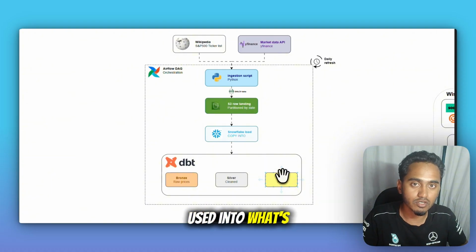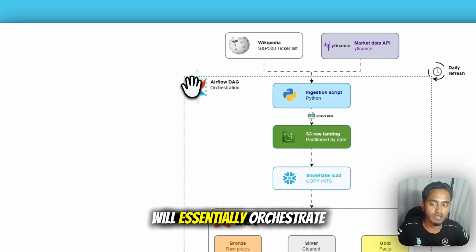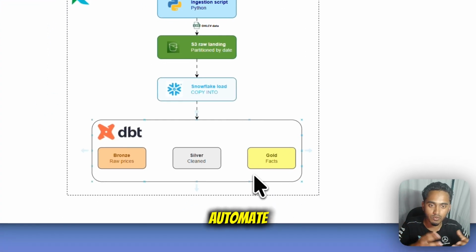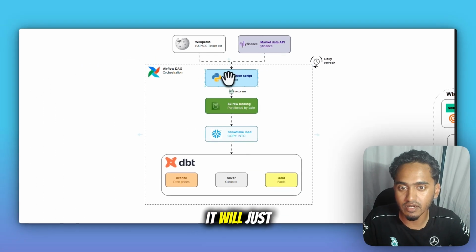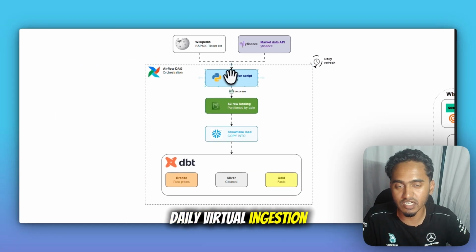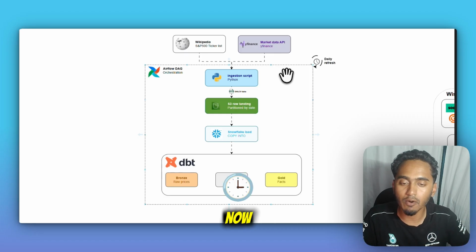This will also be used in what's called a portfolio drift allocation piece that I'll talk about in a moment. But Airflow will essentially orchestrate all of this, in other words, automate all of this and do a daily refresh of the data. It will just be using a daily version of the ingestion script to get fresh data as of now.